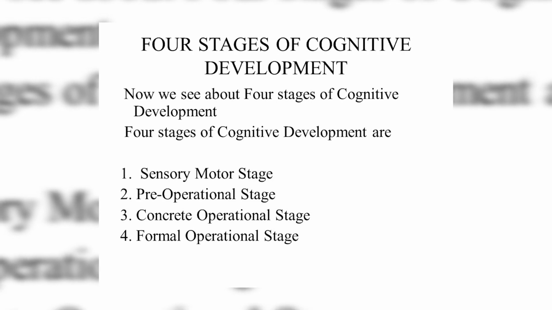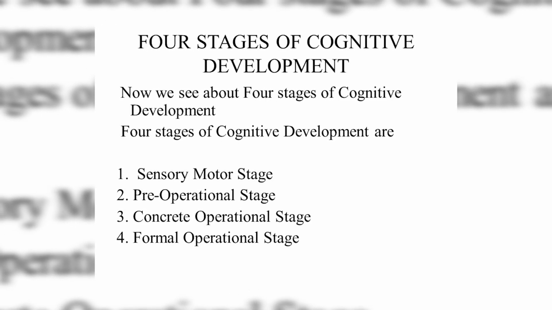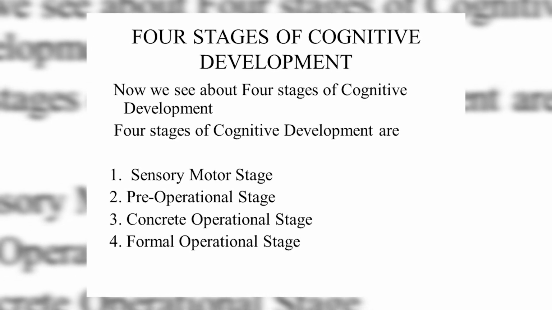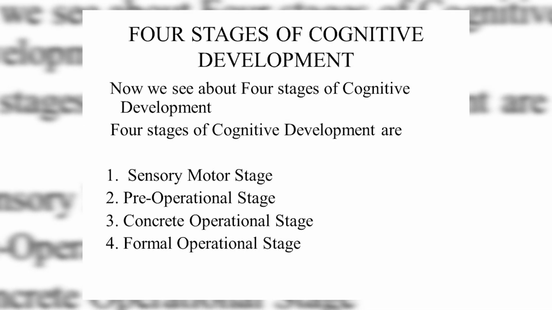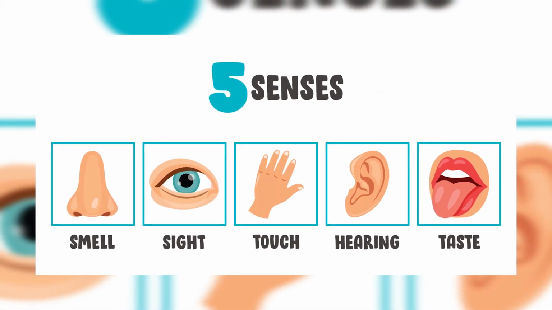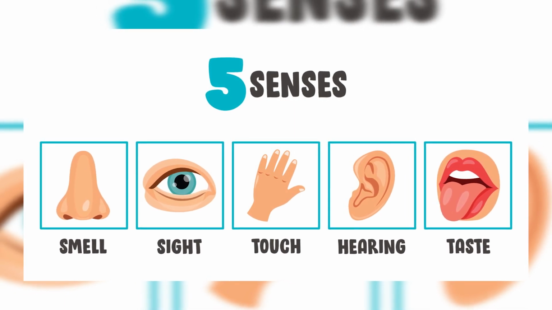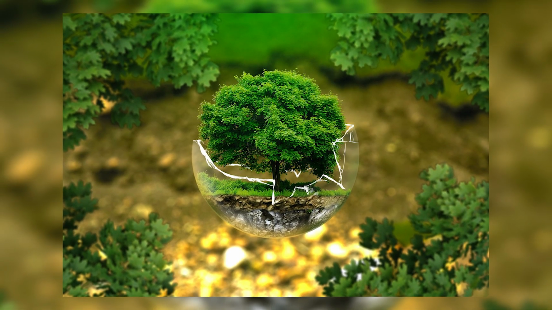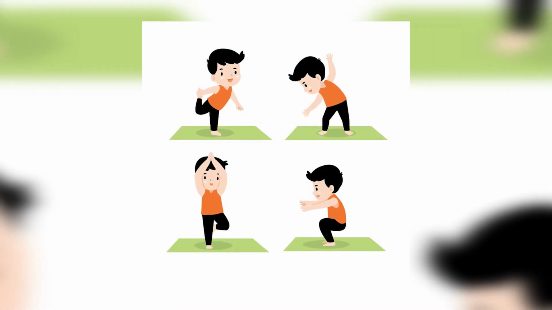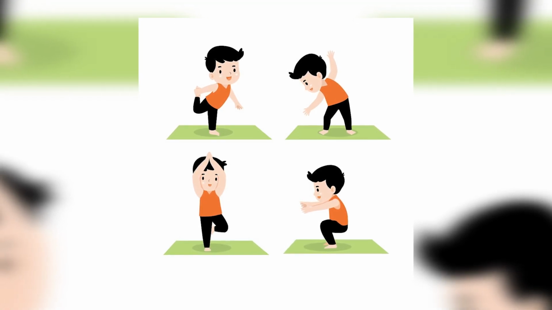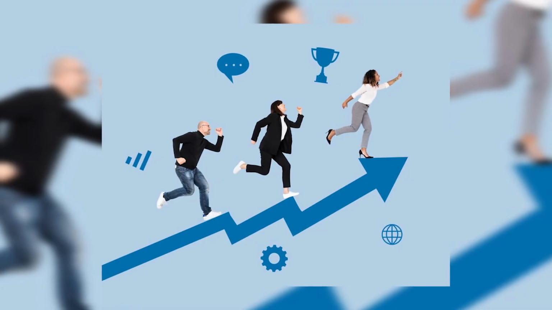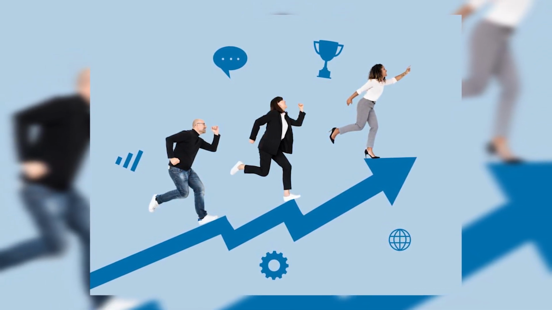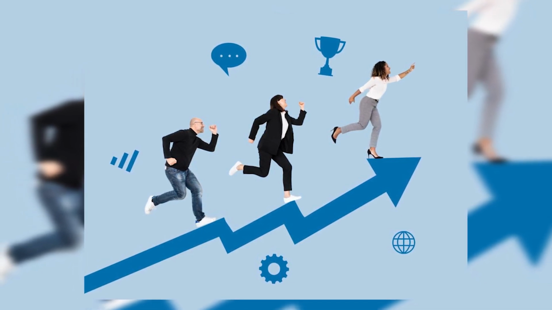The 4 stages of cognitive development are the sensory motor stage, pre-operational stage, concrete operational stage, and formal operational stage. First we see about the sensory motor stage. Immediate experience through the senses is the basis of this stage, and the chief intellectual activity is sensory interaction with the environment. The child's activities are physical and without language to label experiences. This stage is characterized by development of sensory, motor and perceptual skill, and coordination of motor activities.